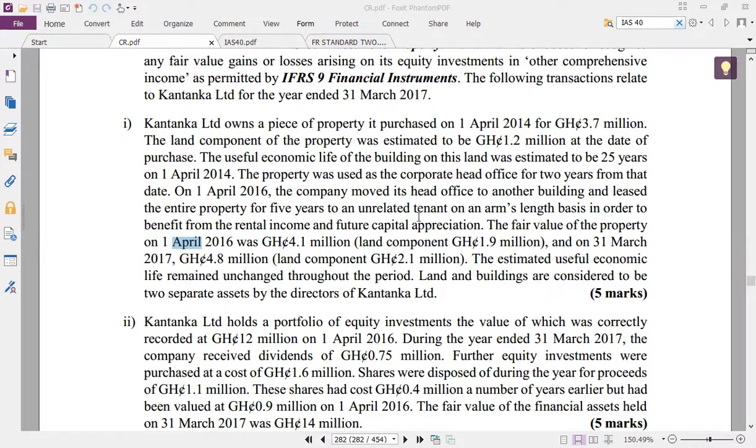On 31st March 2017, exactly the end of that financial year, 2017. Okay, so what is the fair value as at 31st March 2017? 4.8 million. Land is what? 2.1. The land is 2.1. So let's perform this calculation.